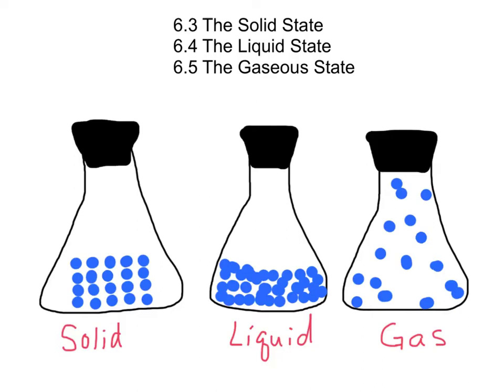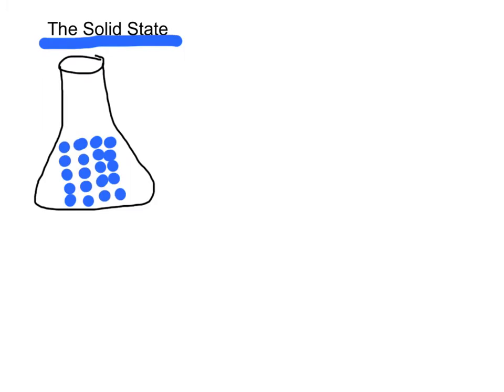On this first page, you can see a solid is arranged and it doesn't fill the container that it's in. A liquid will conform to the container and it's sort of jumbled, but it doesn't fill all the empty space. A gas does fill all the empty space, and we're going to talk about each of these individually. Here we go. Okay, let's talk about the solid state first.